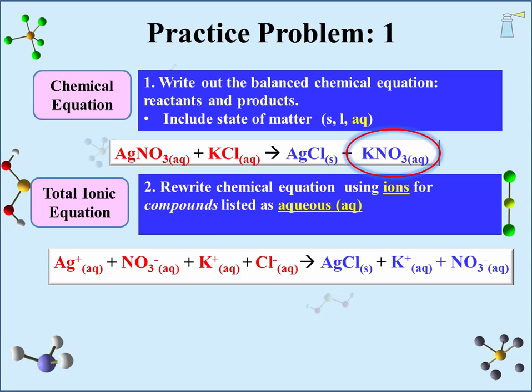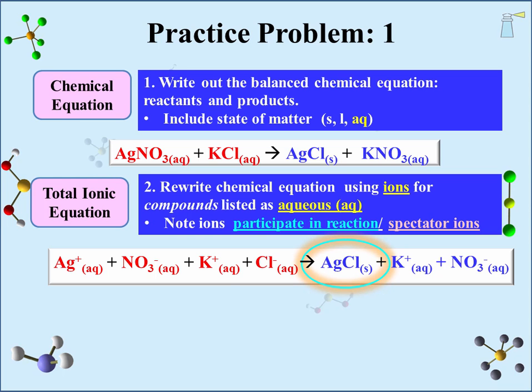While we have it here, we should note which ions participate in the reaction and which ones are spectator ions. A good place to start is to look at the formed product. The solid AgCl tells us that the silver ion in the reactant is a participating ion, as is the chloride ion. These ions react to form AgCl. What about the spectator ions? Are there ions that remain unchanged in this reaction? Yes. The nitrate is found as a dissolved ion on the reactant and product sides. So is the potassium ion.